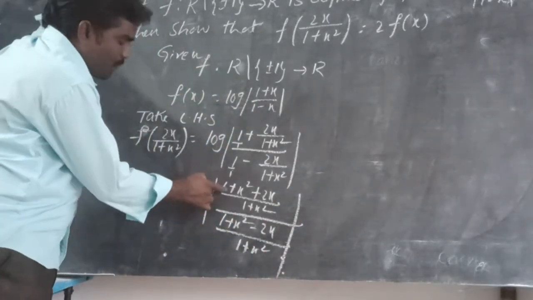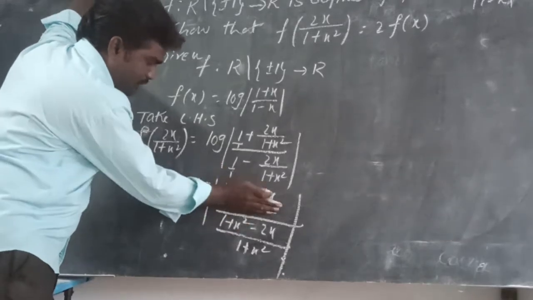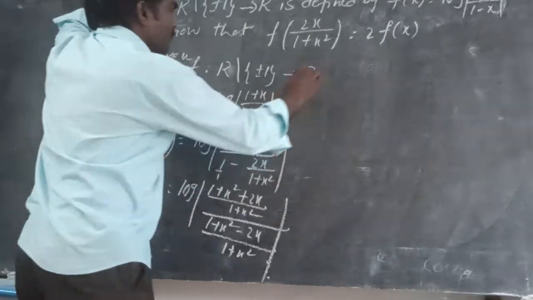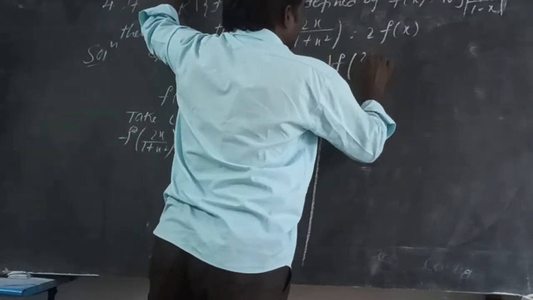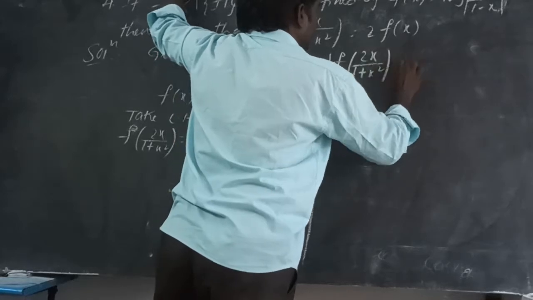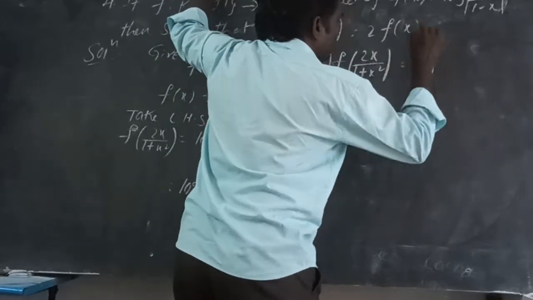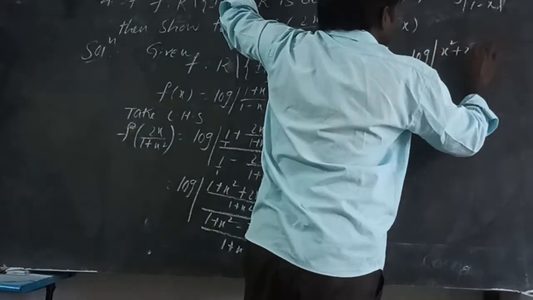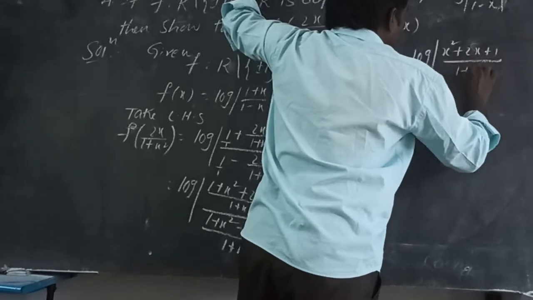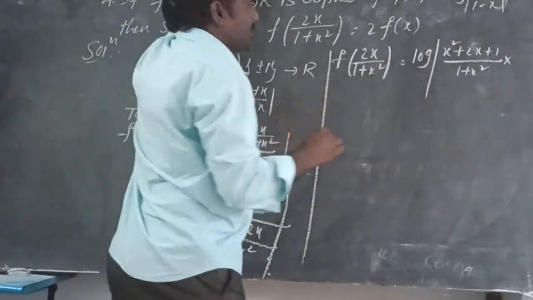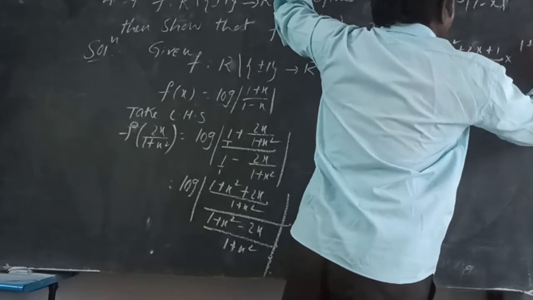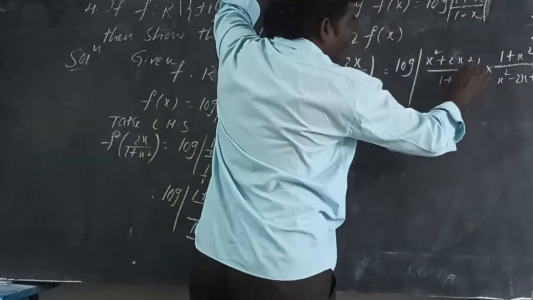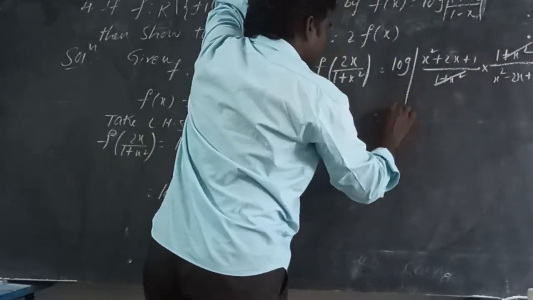Okay, no? So here 1 plus x square plus 2x by 1 plus x square is a numerator, and this is a denominator. The denominator having fraction becomes reciprocal. So that is log 1 plus x square plus 2x, we can write in order form, that is x square plus 2x plus 1 by 1 plus x square. Here the denominator fraction becomes reciprocal, that is 1 plus x square by x square minus 2x plus 1. Okay, so 1 plus x square cancel, that is log.